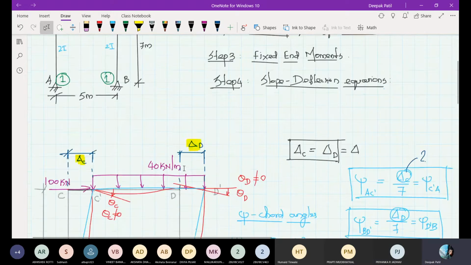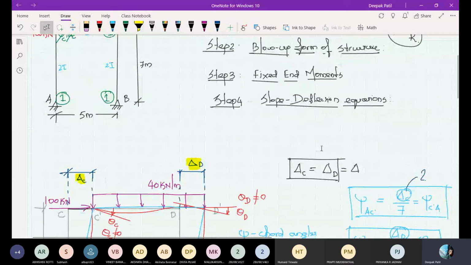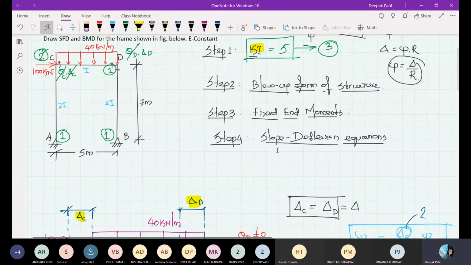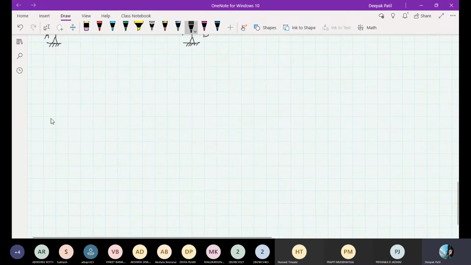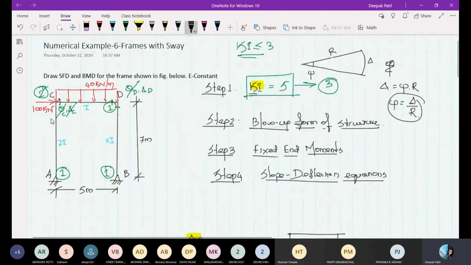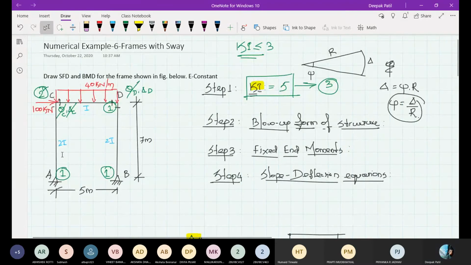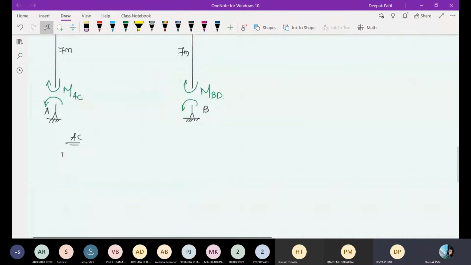Okay, so once you're done with step 3, that is fixed end moments, let us move on to step 4, that is slope deflection equations. Let me first apply the slope deflection equation in span AC. What care should I take while applying the slope deflection equation on span AC? You should apply the modified slope deflection equation. Will you apply it for moment MAC or MCA? MCA. Yeah.